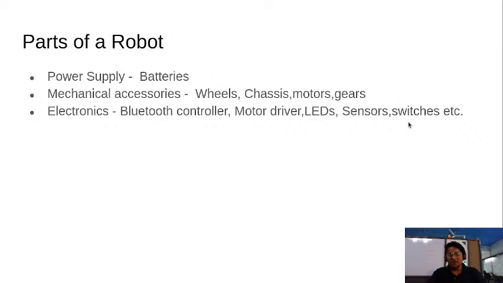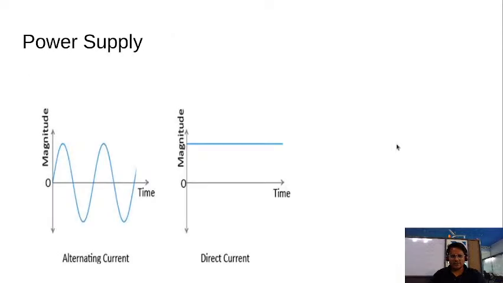Then, a robot should have some mechanical structure. It should have some body, chassis, wheels, motors, gears, and there are different kinds of motors based on the application, for what application you are going to build a robot and where you are going to deploy that. Depending on that, you can choose an appropriate one. So second part is mechanical accessories, and third thing is electronics. Under electronics, there are a lot of things that will come, like sensors, motor driver, Bluetooth controller, and many more. So let's move to the next slide.